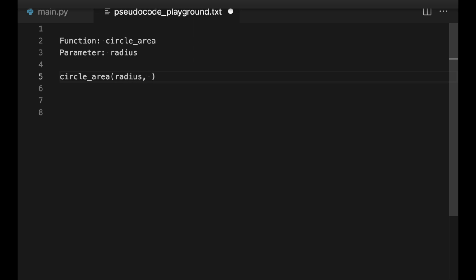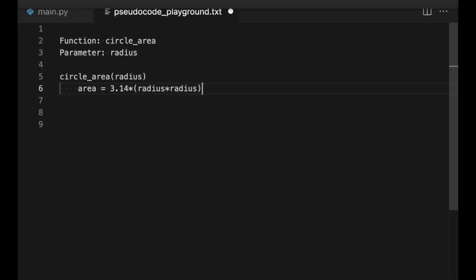We could have other parameters, like let's say, for example, we were finding the area of a cone. We would have slant height or something like that. But in this case, we only have one parameter, so it's just going to be radius. Now that we've done that, we're just going to go ahead and calculate the area. So we're going to have area equals 3.14 times radius times radius.